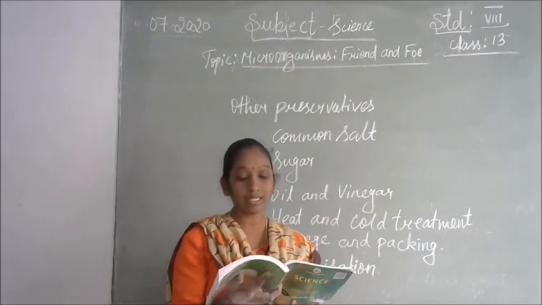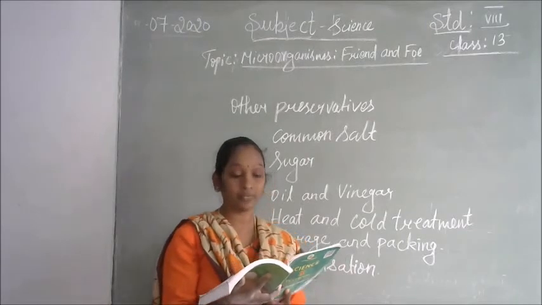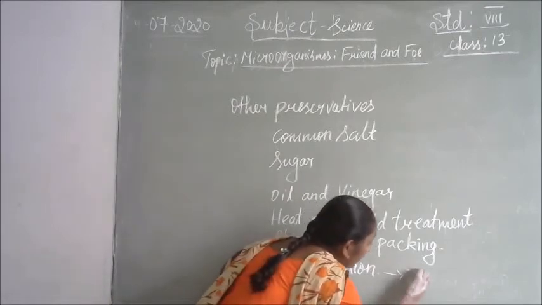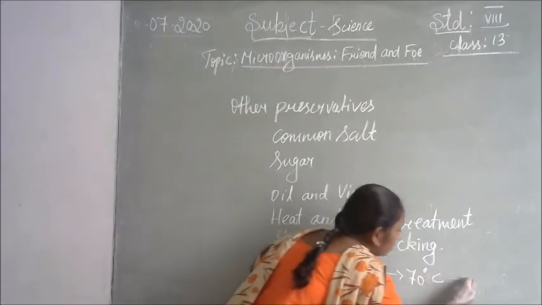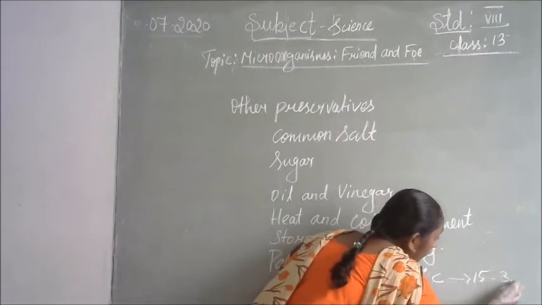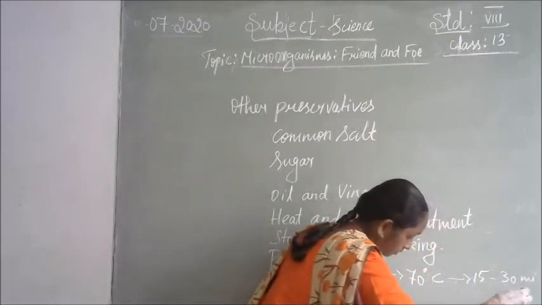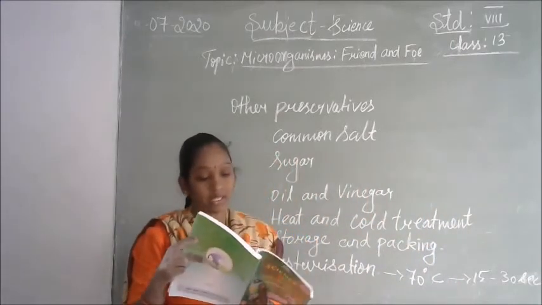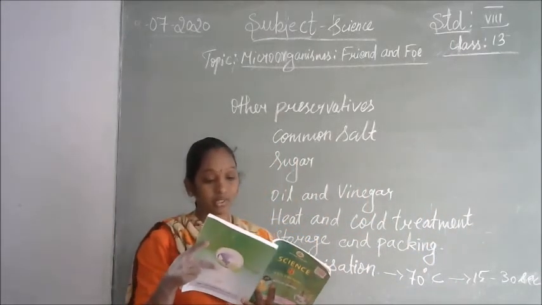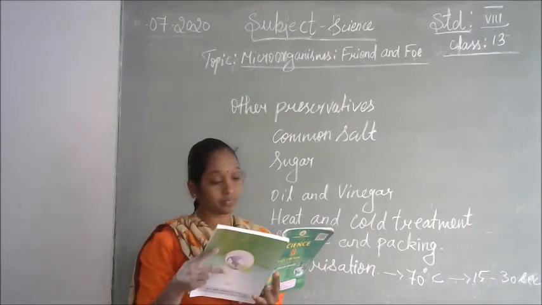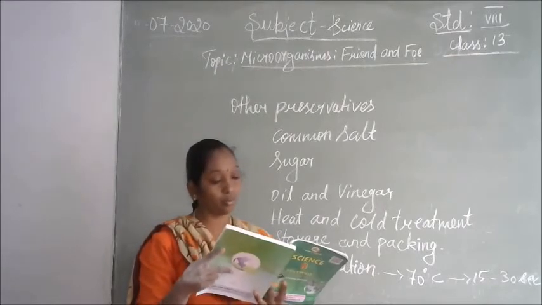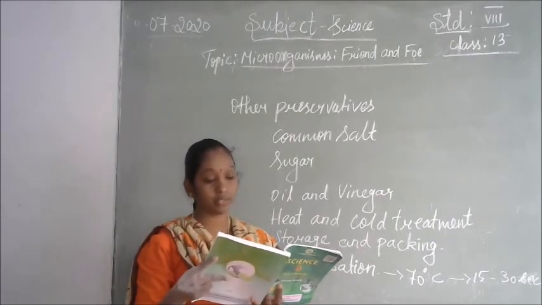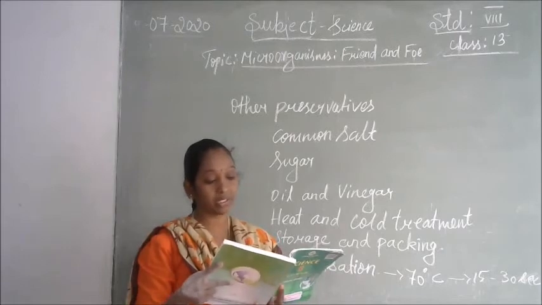The milk is heated to about 70 degrees Celsius for 15 to 30 seconds. At this high temperature the microbes are killed, and the milk is immediately cooled and then suddenly chilled and stored. Chill means make it cool. By doing so, it prevents the growth of microorganisms. This process was discovered by Louis Pasteur. It is called pasteurization.